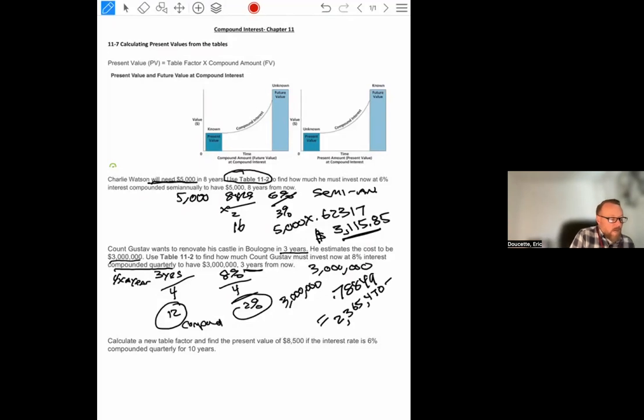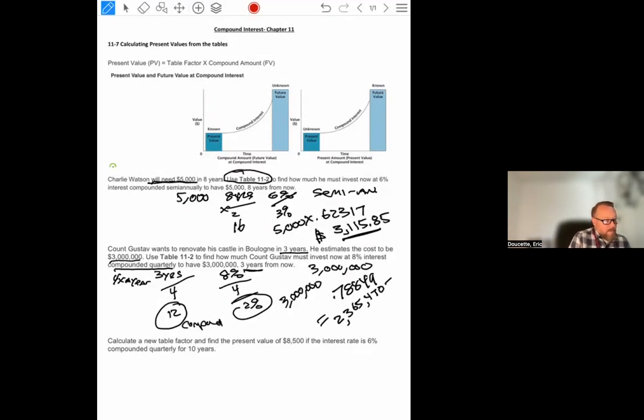So in order for Gustav to be able to renovate his castle with $3 million in 3 years, he needs to invest $2,365,470 today at 8% interest, and in 3 years, he will have the $3 million that he's hoping to get.